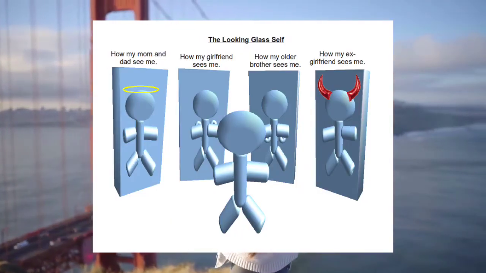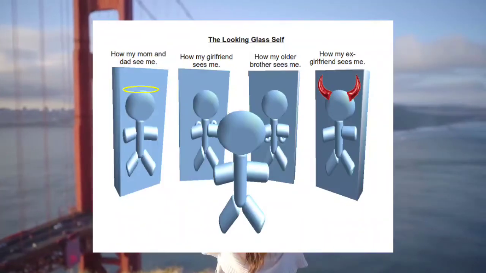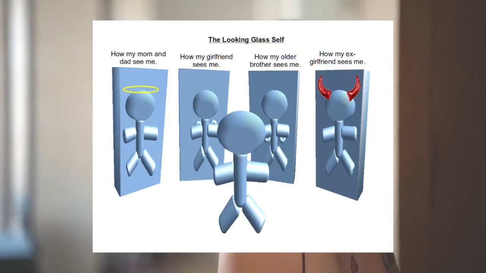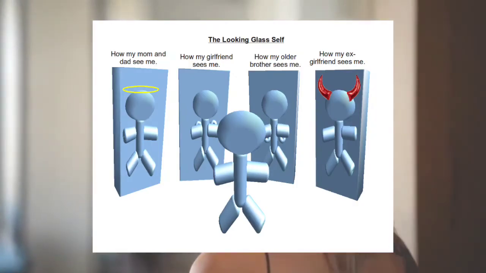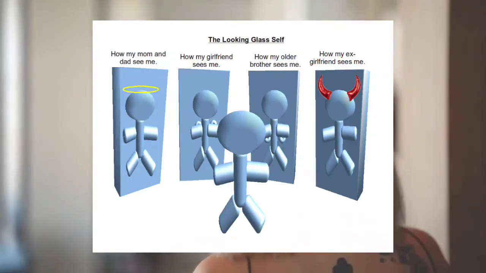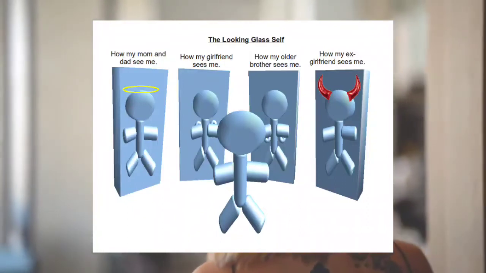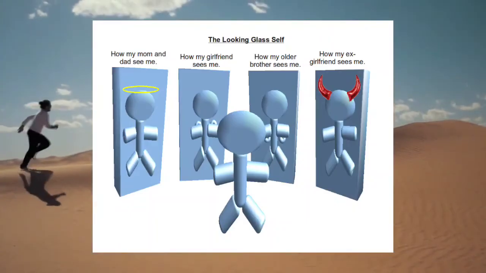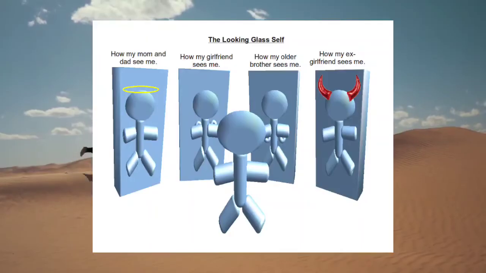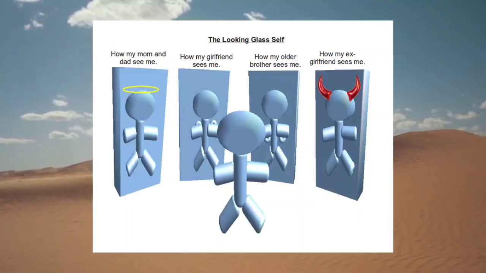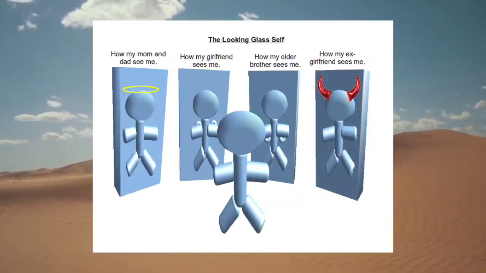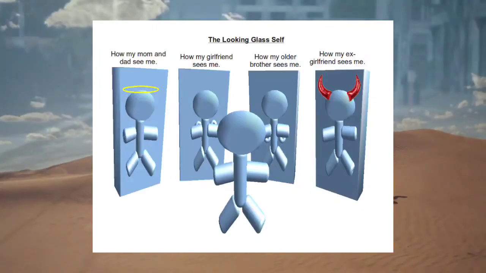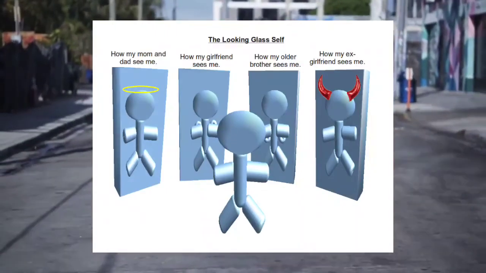This is an example of the looking glass self theory. As you can see in the illustration, we do have different personas, following different pictures of ourselves, that respond to the people around us. People that we used to interact with and people that used to accompany us. An example is how my mom and dad see me, how your girlfriend sees you, how my older brother sees me, how your ex-girlfriend sees you, and so on and so forth.